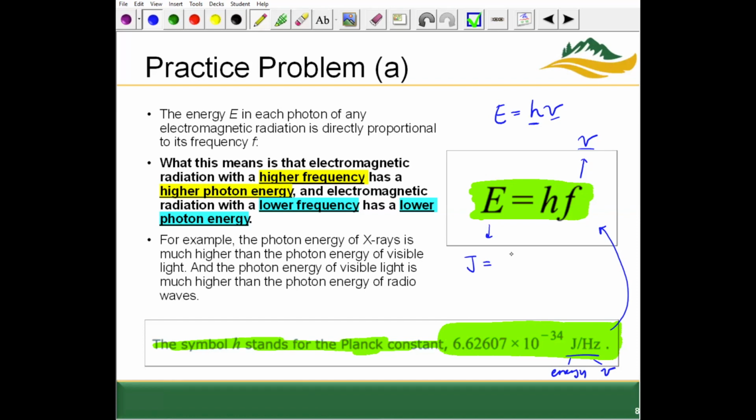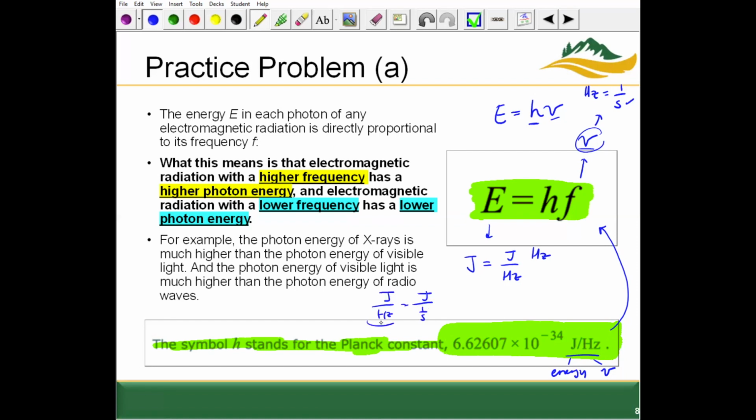Planck's constant is a joule per hertz. Then frequency, or nu, is hertz. So be careful with frequency, because this is hertz in the numerator, but that's equal to 1 over second, where second would be in the denominator. So let's take a look at that.